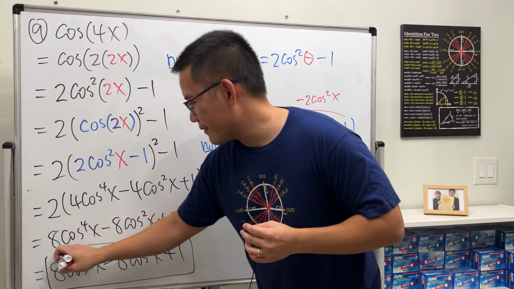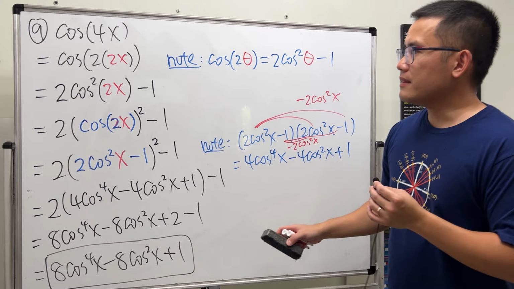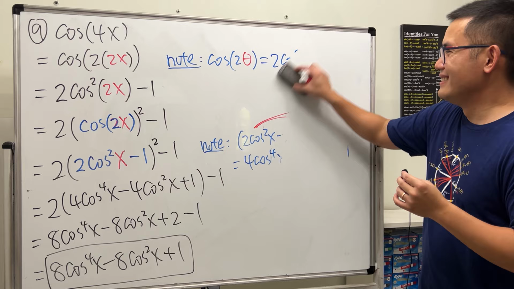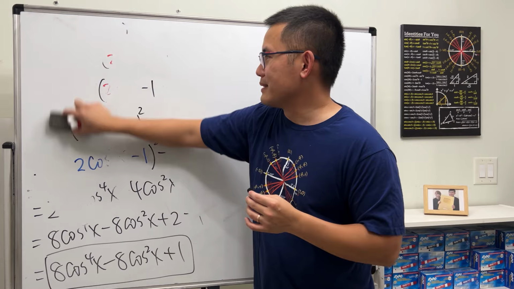Yeah, just like that. You can also try the cosine of x plus 3x, but let me tell you, this is better. Or you can also try cosine of 2x plus 2x, but I prefer this way.